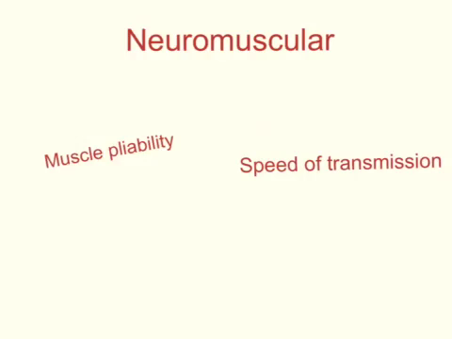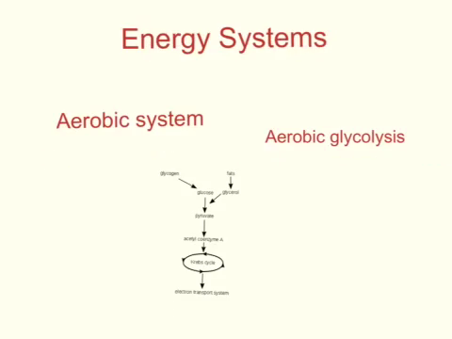Muscle pliability means the muscles become easier to move and more flexible. For example, during a sports game such as football or ice hockey, players will stretch and work up a sweat to increase flexibility and reaction time. Reaction time is also known as speed of transmission. This means the time it takes for your brain to send signals to the muscles to react.